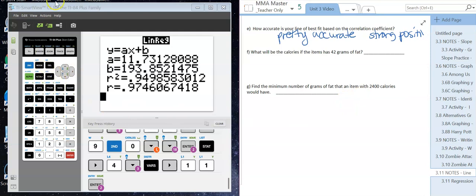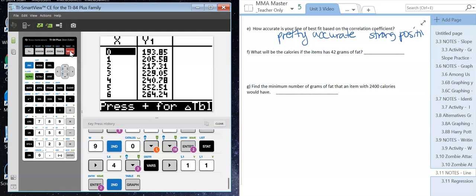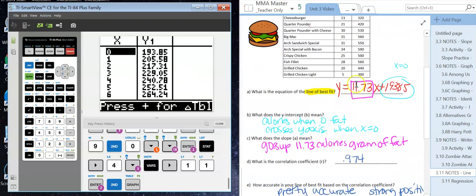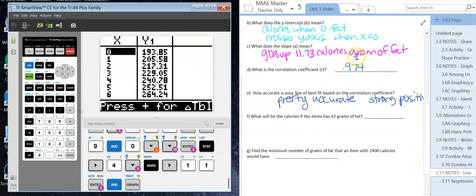So to get to the table, we hit second graph. All right. And 42 grams of fat. Was grams of fat your X or your Y? Go ahead and take a second to scroll up and remind me, was it your X or your Y? Let's go ahead and scroll up ourselves. It was our X, was grams of fat.